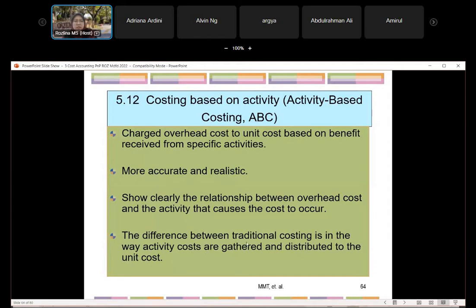The difference from traditional costing is in the way activity costs are gathered. The activity cost, so how they gather the activity cost. If the traditional, you just add up all the overhead. But here you have to split, or you have to separate one by one based on the cost center, distributed to the unit cost. Okay.